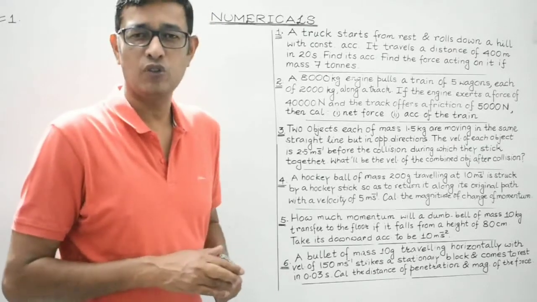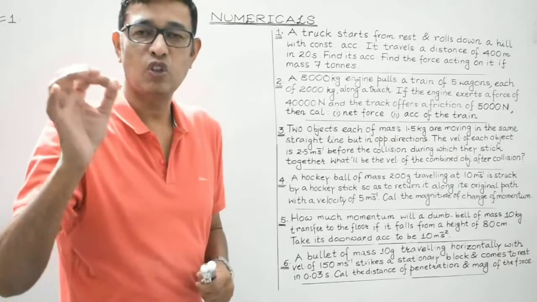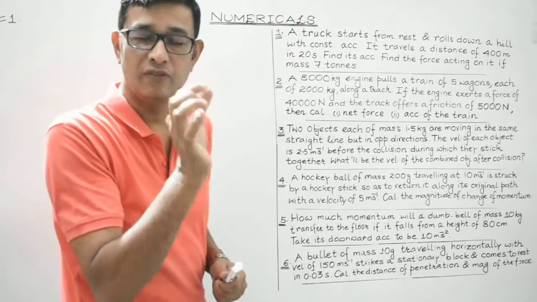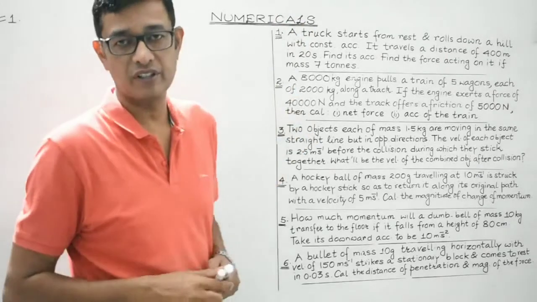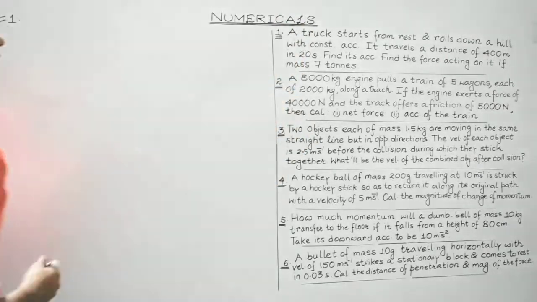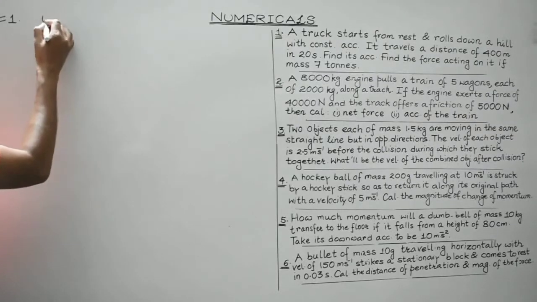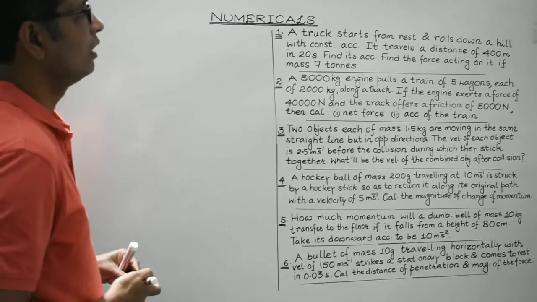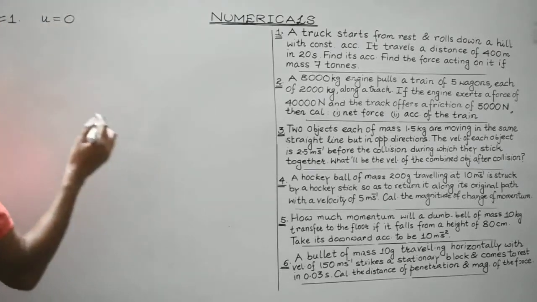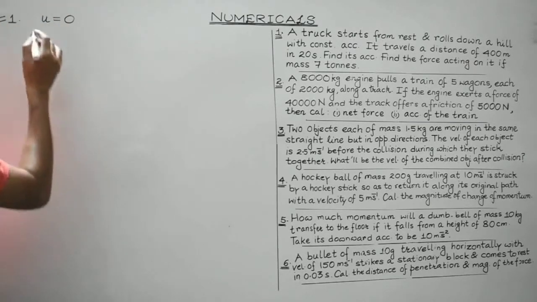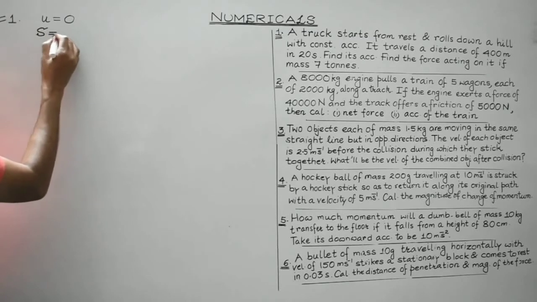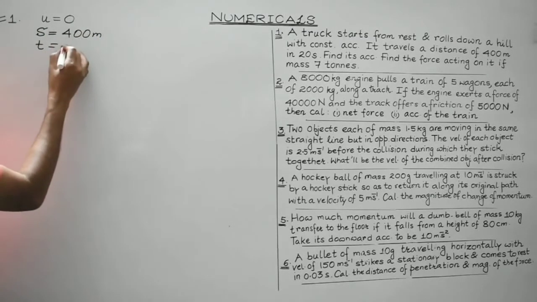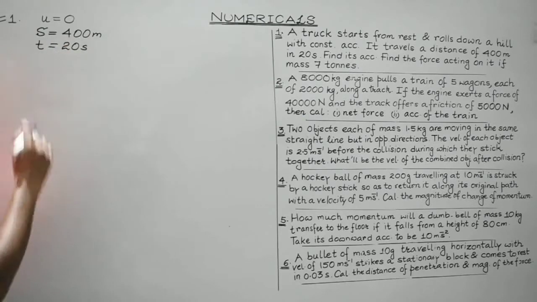So students, I have already advised you while solving numericals, first write down all the information which are given in the question itself, right? So a truck starts from rest. So what is the initial velocity of the truck? It is 0. It's given in the question. Rolls down a hill with constant acceleration. A is constant. It travels a distance of, S is the distance, it is 400 meters. And the time which it takes to cover this distance is 20 seconds.